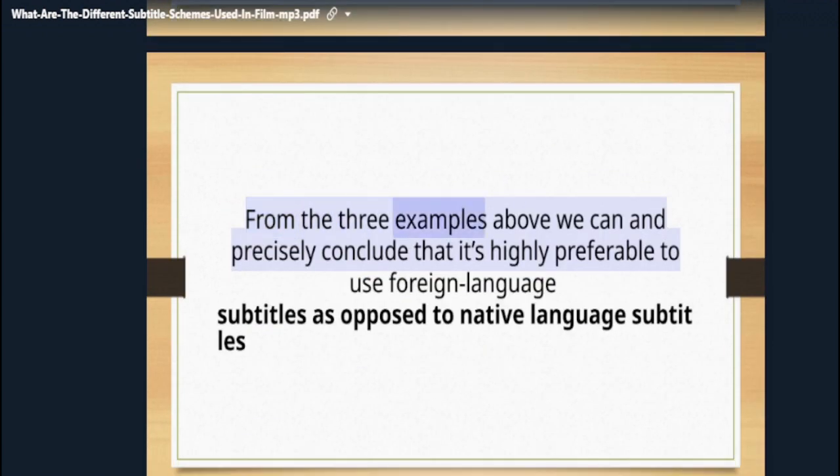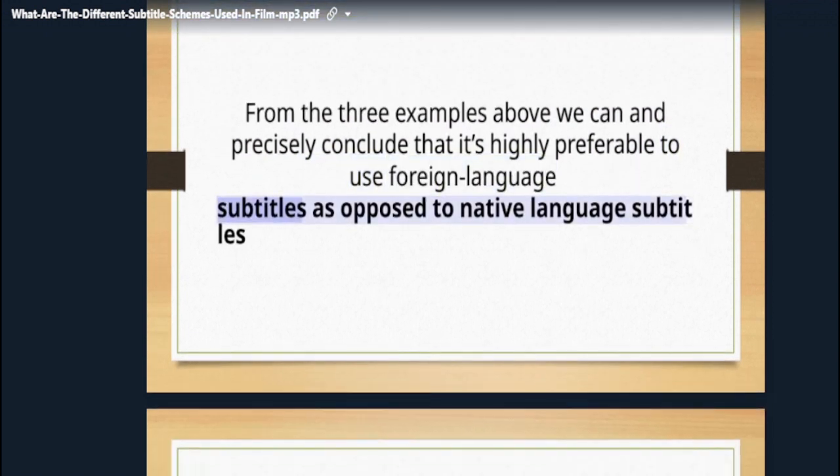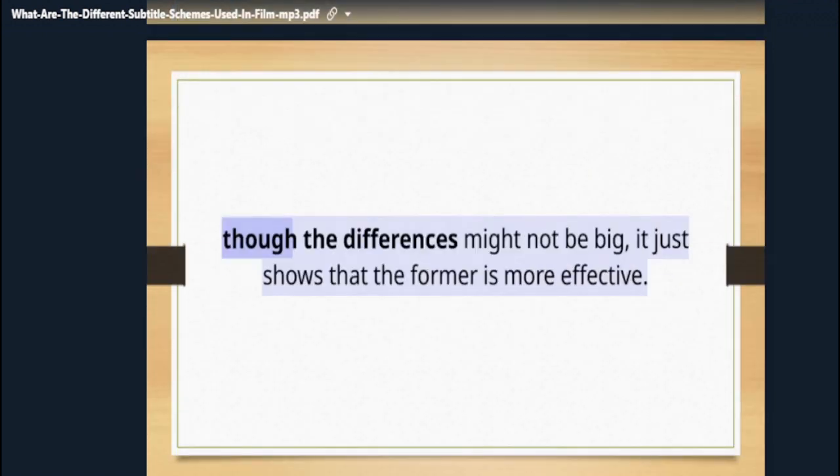From the three examples above, we can precisely conclude that it's highly preferable to use foreign language subtitles as opposed to native language subtitles. Though the differences might not be big, it just shows that the former is more effective.